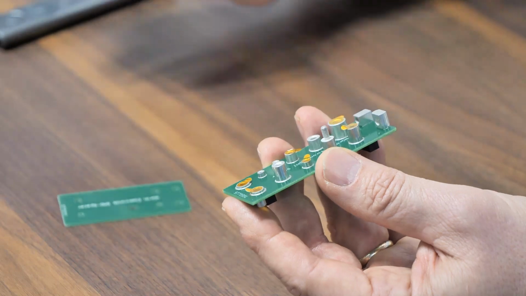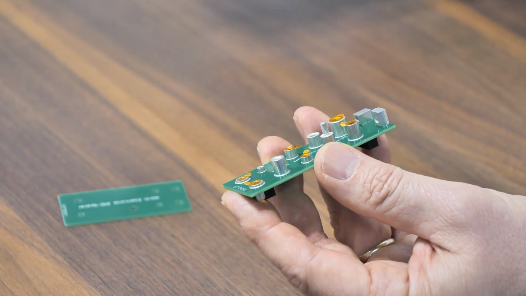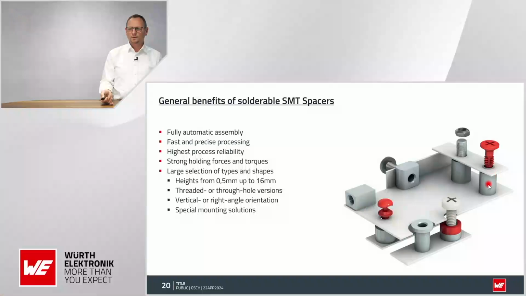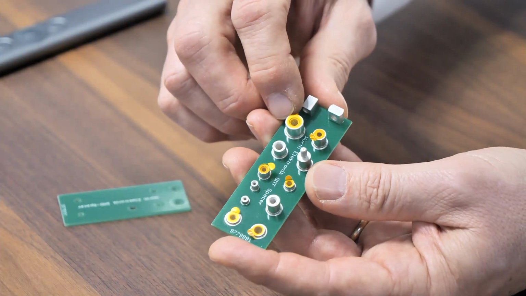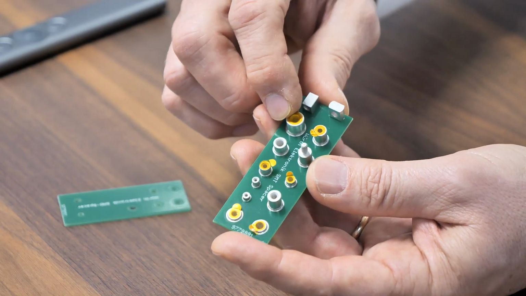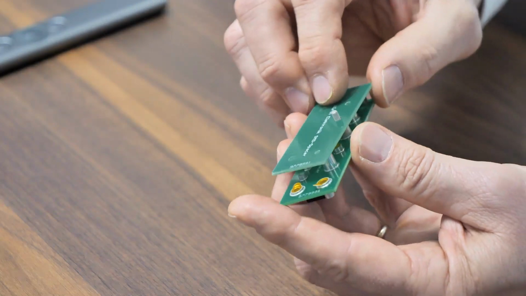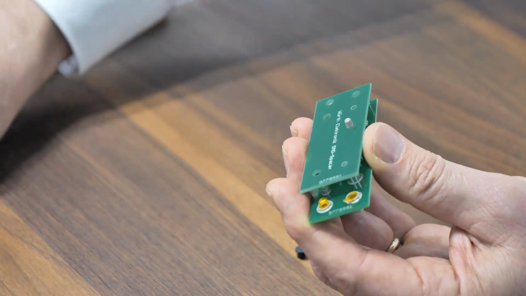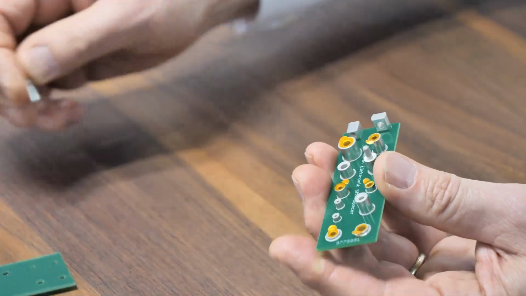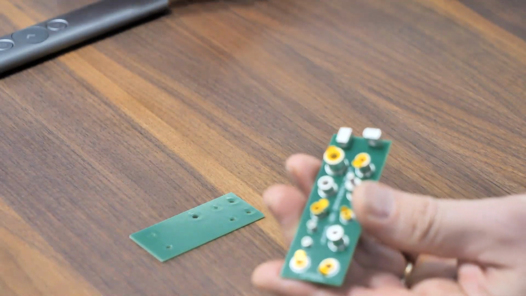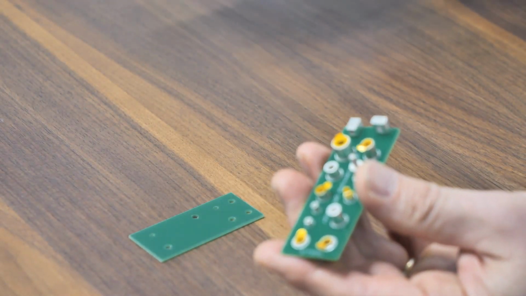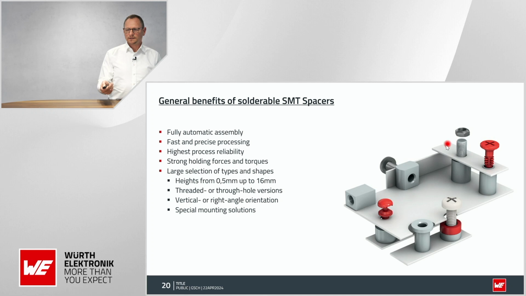The second type would be the one with the inner thread. You can't see it inside here, but we have that with an inner thread, of course. Then you can also put the second PCB on top and use a screw, and fix it with a screw inside here. So it's almost the same as we have here on the bottom.